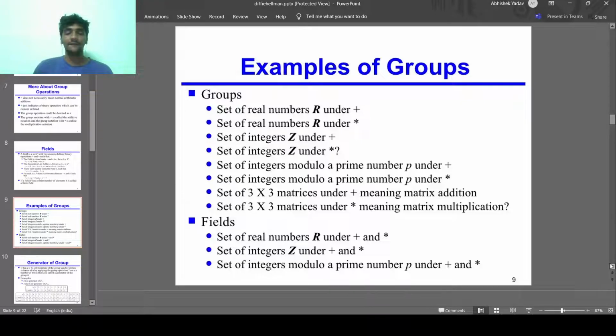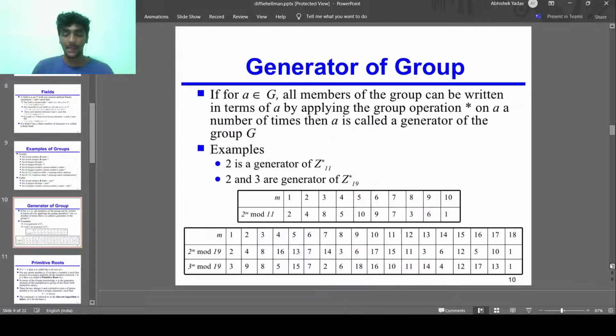So fields, let's say, the set of real numbers under addition and multiplication is an example of a field. The set of integers Z under addition and multiplication, and let's say the set of integers modulo a prime number p under both addition and multiplication. So, generator of a group.